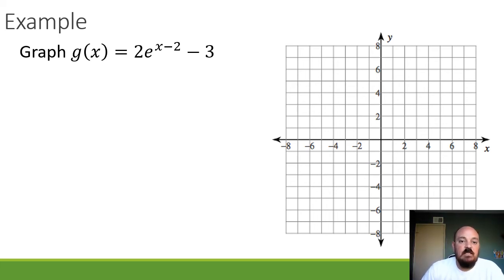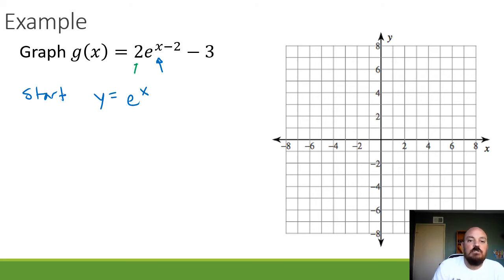Here's our graph. g of x equals 2 times e to the x minus 2, minus 3. And let's go through the same steps we just did. First of all, I look at the exponential itself, and I'm going to start this graph with y equals e to the x. And then I start walking through my transformations. Multiplying by 2 is going to be a stretch. So I'm going to stretch this by a factor of 2. There are no reflections because the 2 is positive and the x is positive. Those are the 2 things I would be looking for a reflection.